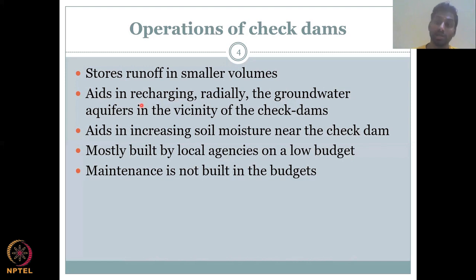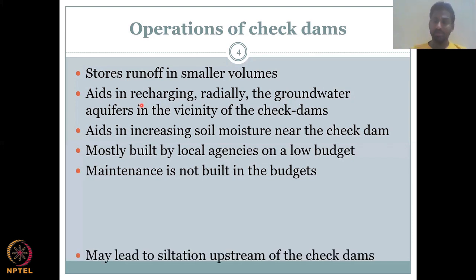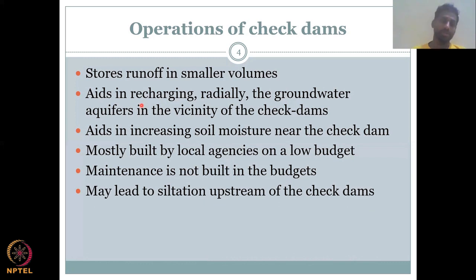But a check dam is a structure and it involves money. Even though it is low budget, for villages it might be a big budget. So that is where the maintenance is not built into the budgets. This may lead to siltation upstream of the check dams. For example, if there's a check dam right at this point, when water is blocked, this area can also have sedimentation. We can see this in large dams also. So the physics doesn't change with the size of the dam.